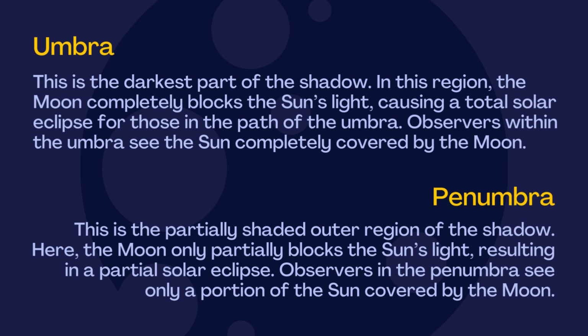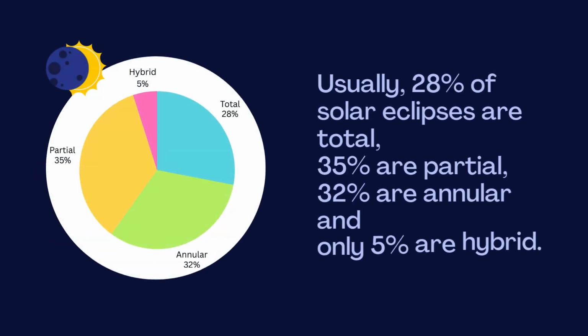Penumbra. This is the partially shaded outer region of the shadow. Here, the moon only partially blocks the sun's light, resulting in a partial solar eclipse. Observers in the penumbra see only a portion of the sun covered by the moon. Usually, 28% of solar eclipses are total, 35% are partial, 32% are annular, and only 5% are hybrid.